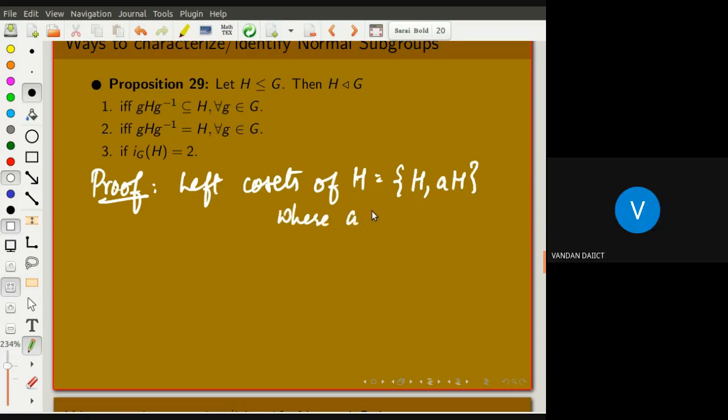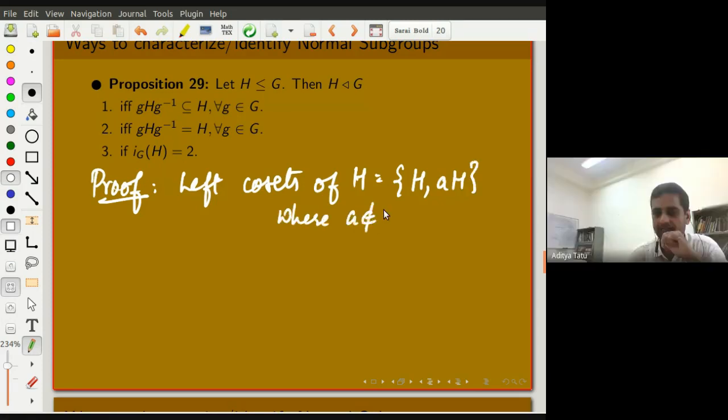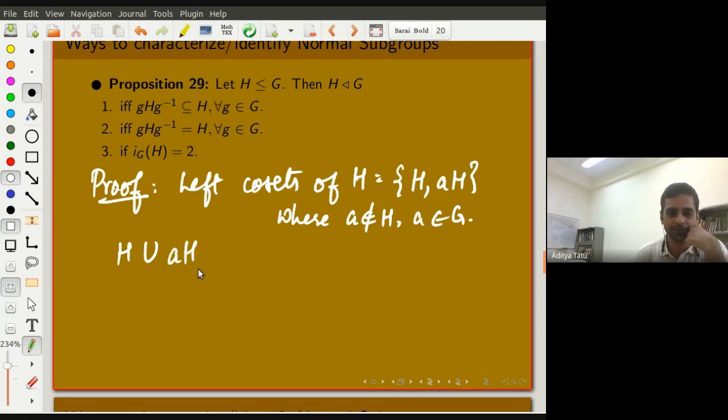A is not in H but A is in G. Plus, what do we know about this? This is from your discrete math course. The union of the two cosets is equal to G and there is no intersection, right? What are the right cosets?